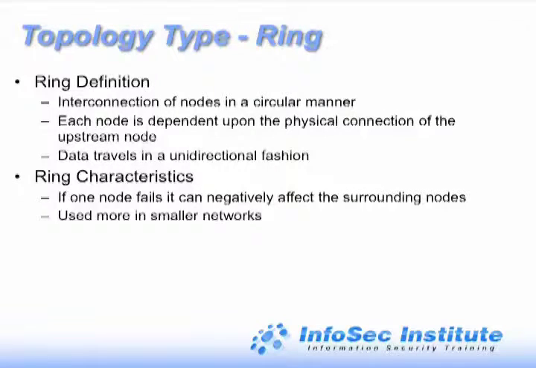And for those, I keep mentioning the term node, and here as well, basically node is an asset. It's an asset that's connected to the network somehow. Usually when people are referring to nodes, it's either a computer, a switch, a router, or some sort of item that is basically a stopping point. A lot of times they'll have their own IP addresses, or there'll be management interfaces, like a hub, which is basically a multi-port repeater. Okay, ring characteristics. If one fails, it can negatively affect the surrounding nodes, and it's used more in smaller networks.